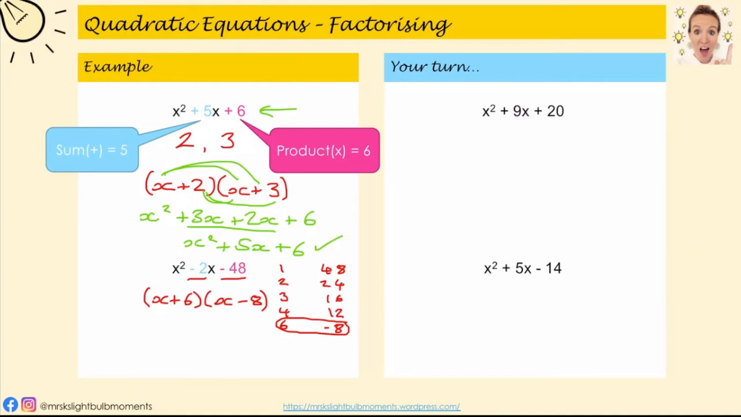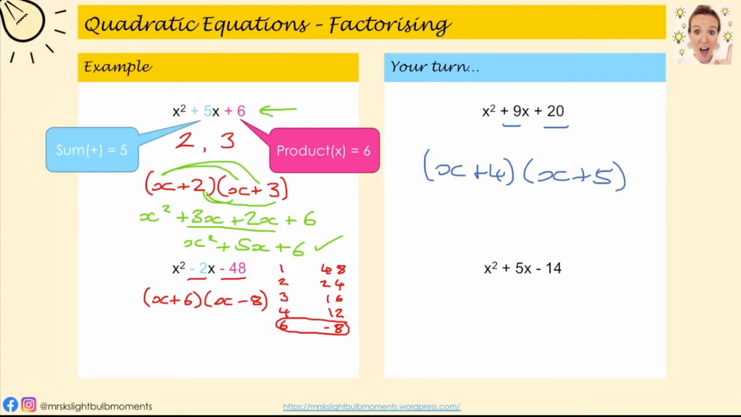Right, should we see how we've got on? So you should have with yours two numbers which add to make 9 and multiply to make 20. That's going to be 4 and 5. So our answer is x plus 4 and x plus 5. Remember, the brackets could be the other way around, not a problem.